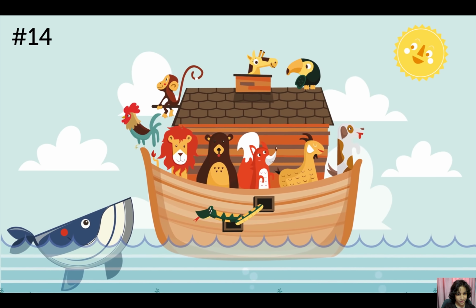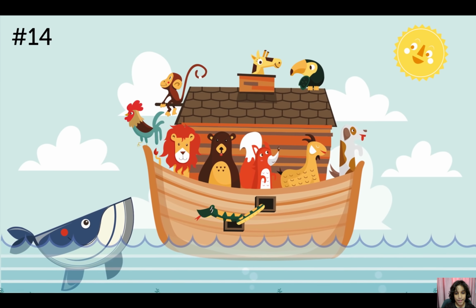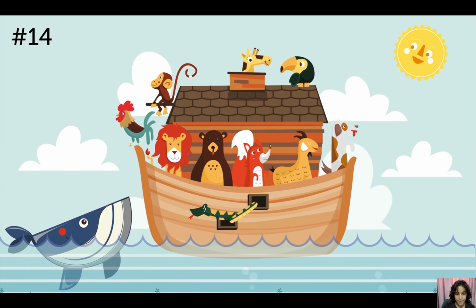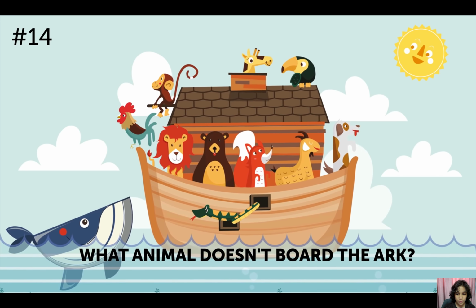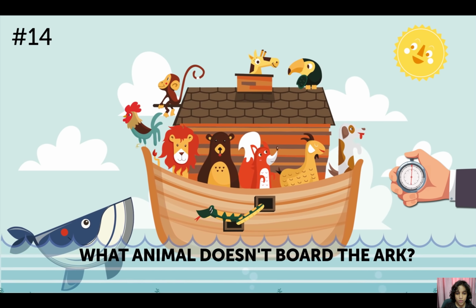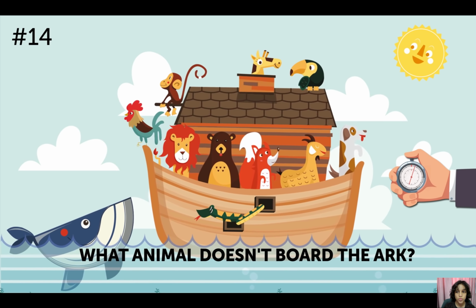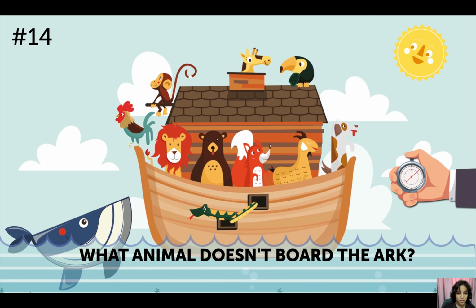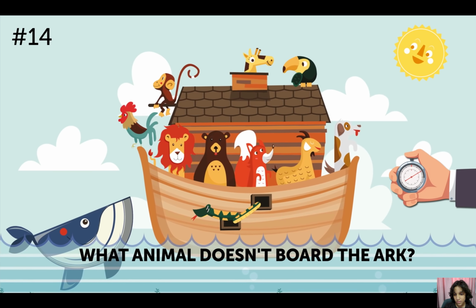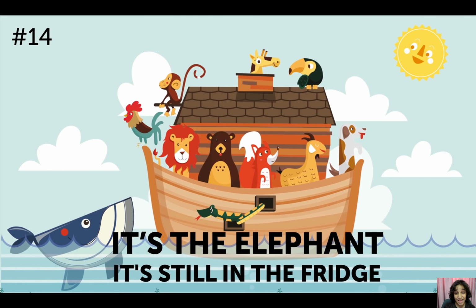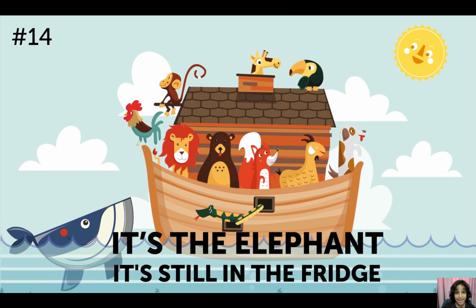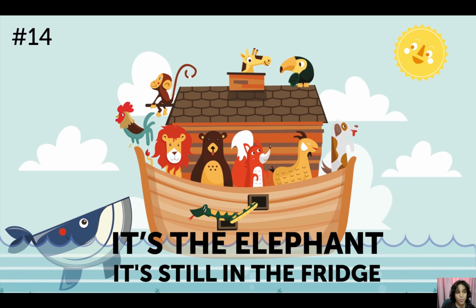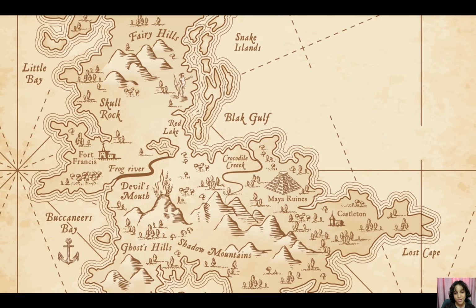So it counts. 14. Noah builds one more ark and invites all the world's animals to join him. Every single animal gets on board, except for one. What animal doesn't board the ark? I think if the two others were linked to each other, this might be linked to the others. Maybe the elephant in the fridge. It's the elephant, of course. Yes. It's still in the fridge. Poor thing. If you got this one right, your memory is razor sharp. Very nice. Now 14 points for me.